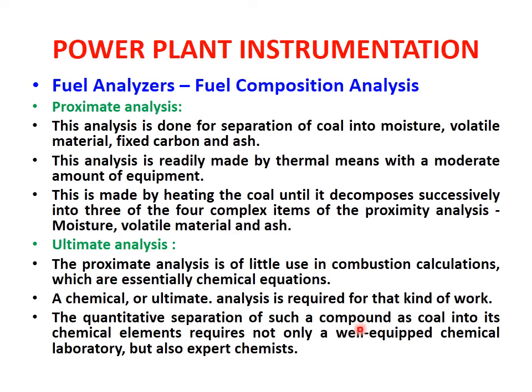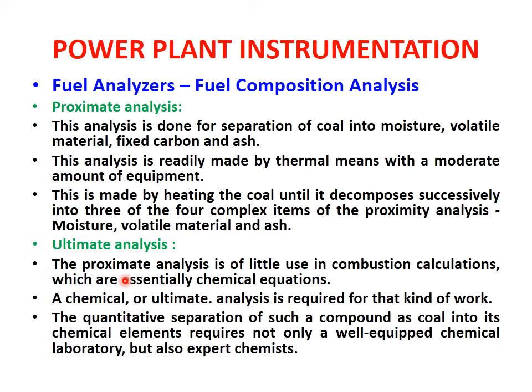And the last one is the ultimate analysis, which may be the last point of our lecture also. The proximate analysis is of little use in combustion calculations, which are essentially chemical equations. So a chemical or ultimate analysis is required for that kind of work. The quantitative separation of such a compound as coal into its chemical elements requires not only a well-equipped chemical laboratory but also expert chemists. Now see that while doing an ultimate analysis of a particular fuel, generally it requires a quantitative separation of a compound of a gas.